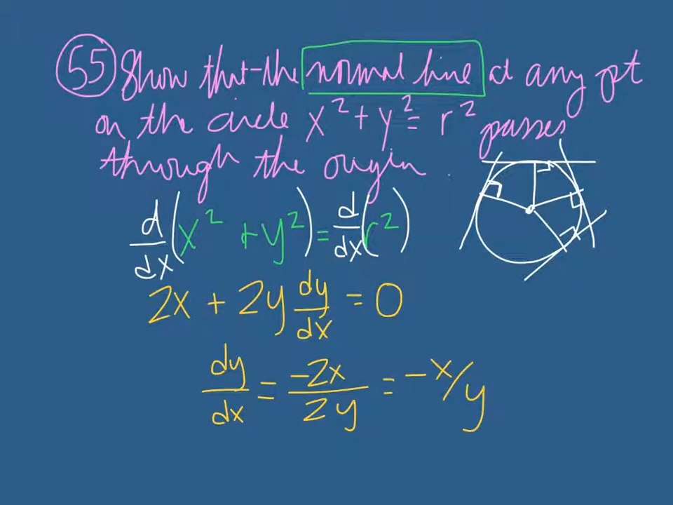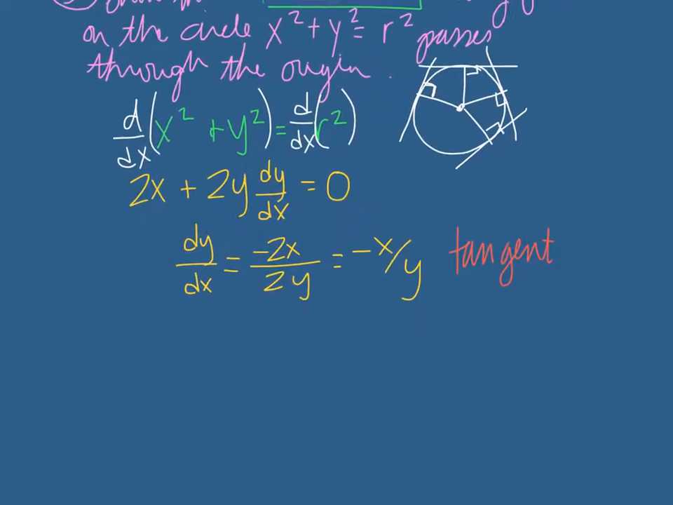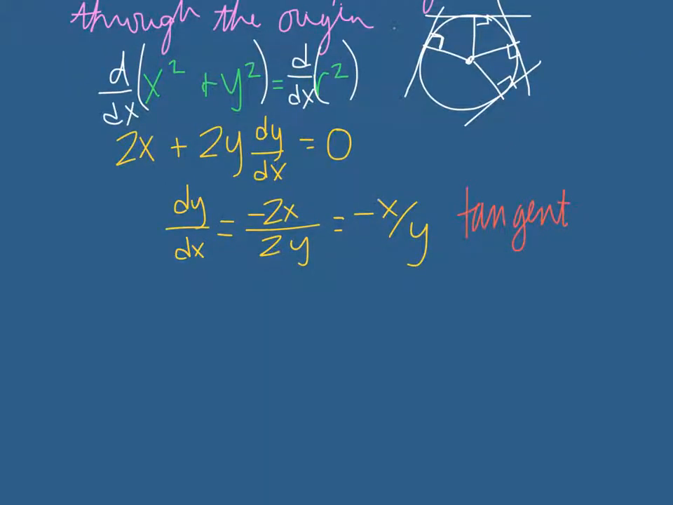Now this is actually the slope of the tangent line, and this is asking me about the normal line. So I need to find the slope of the normal line. And that's going to be the opposite reciprocal, which is y over x.